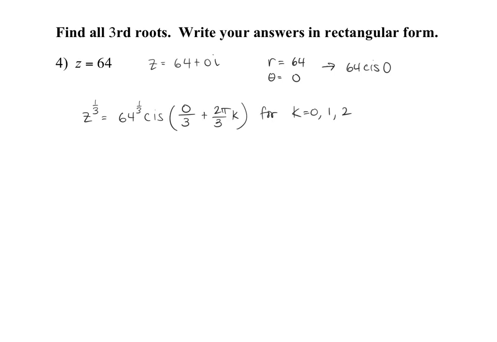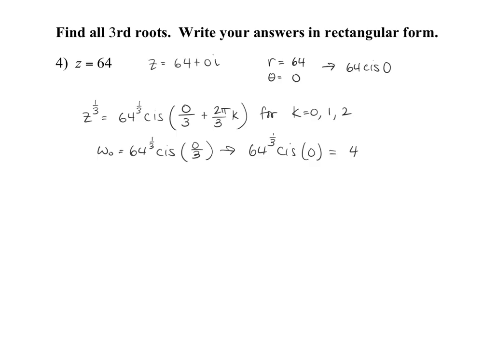So for the first one, we're going to call it w sub 0. It'll be 64 to the 1/3 times cosine plus i sine of 0 divided by 3. And then if k is 0, this turns out to be 0. So it's 64 to the 1/3 times cosine plus i sine of 0. That turns out to be 4.